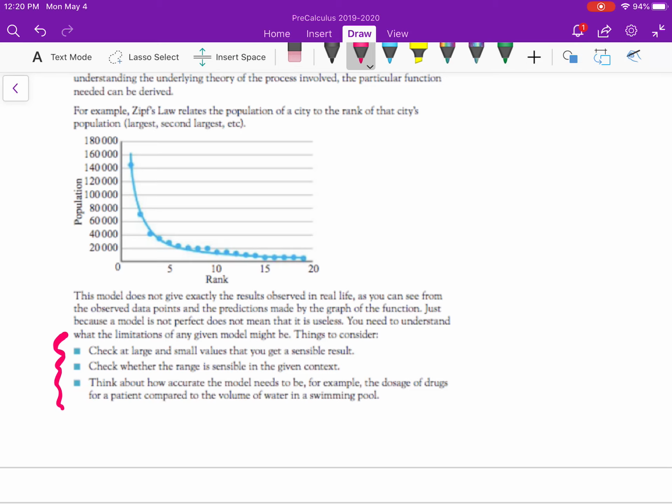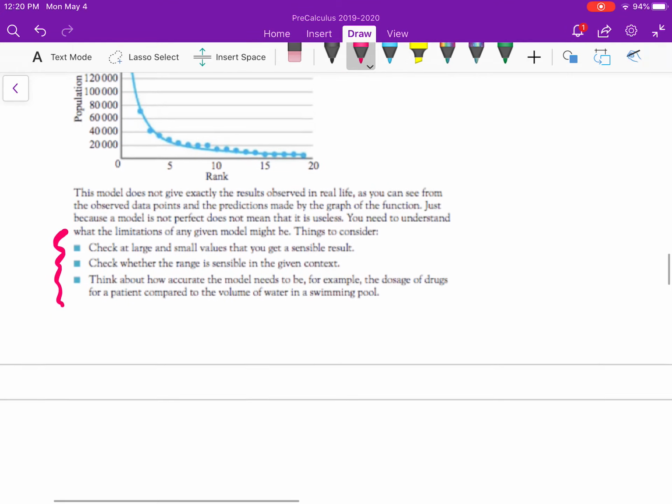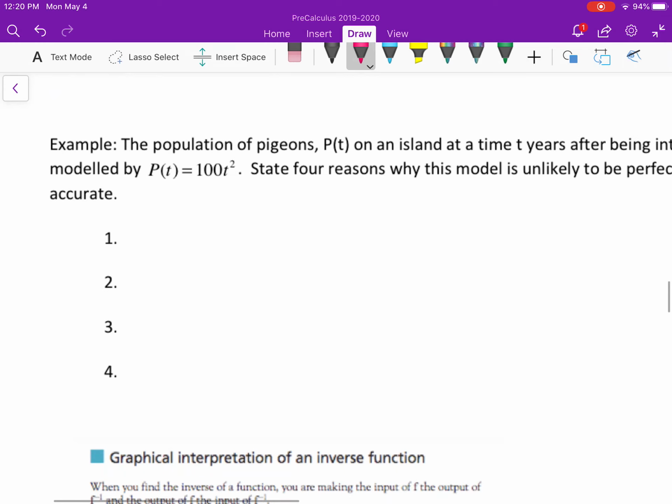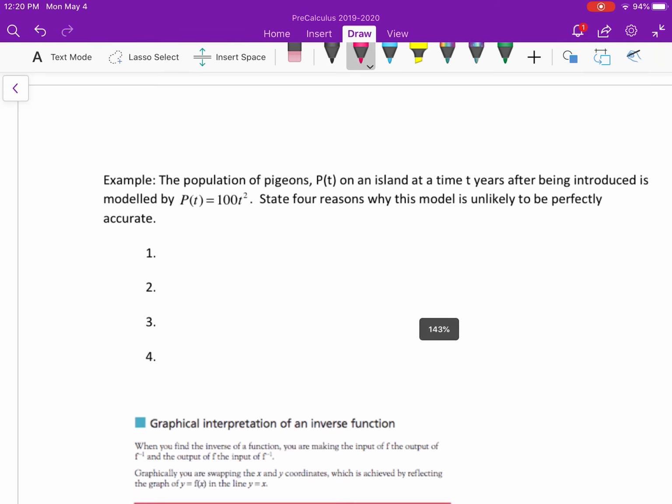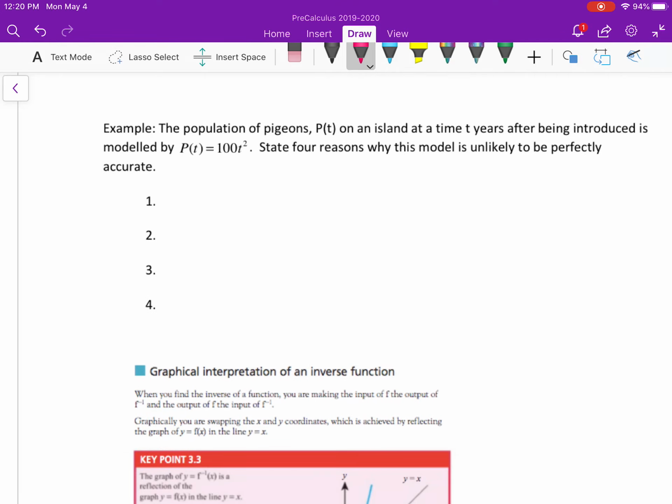So, check at large and small values that you get a sensible result. Check whether the range is sensible in the given context, and think about how accurate the model needs to be. For example, the dosage of drugs for a patient compared to the volume of water in a swimming pool. You're looking for accuracy, or what might be accurate. So we have an example here. The population of pigeons, P of T, on an island at a time T years after being introduced, is modeled by P of T equals 100 T squared. State 4 reasons why this model is unlikely to be perfectly accurate.